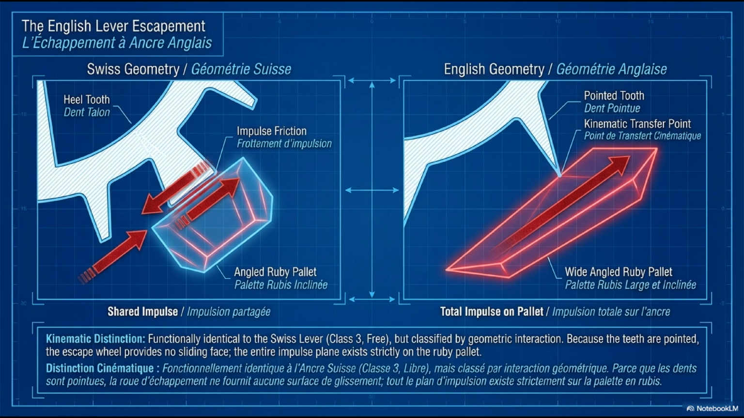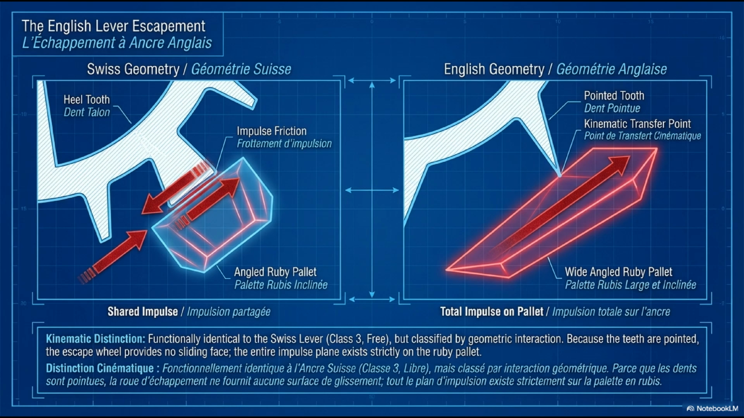The single fundamental difference, shown clearly on this slide, is the escape wheel tooth geometry. Left diagram, Swiss geometry. The tooth has the heel shape, dent talon, with a significant flat impulse face from B to C on the tooth itself. Both the tooth face and the pallet stone impulse face contribute to the sliding contact during impulse. Shared impulse, impulsion partagée. Right diagram, English geometry.